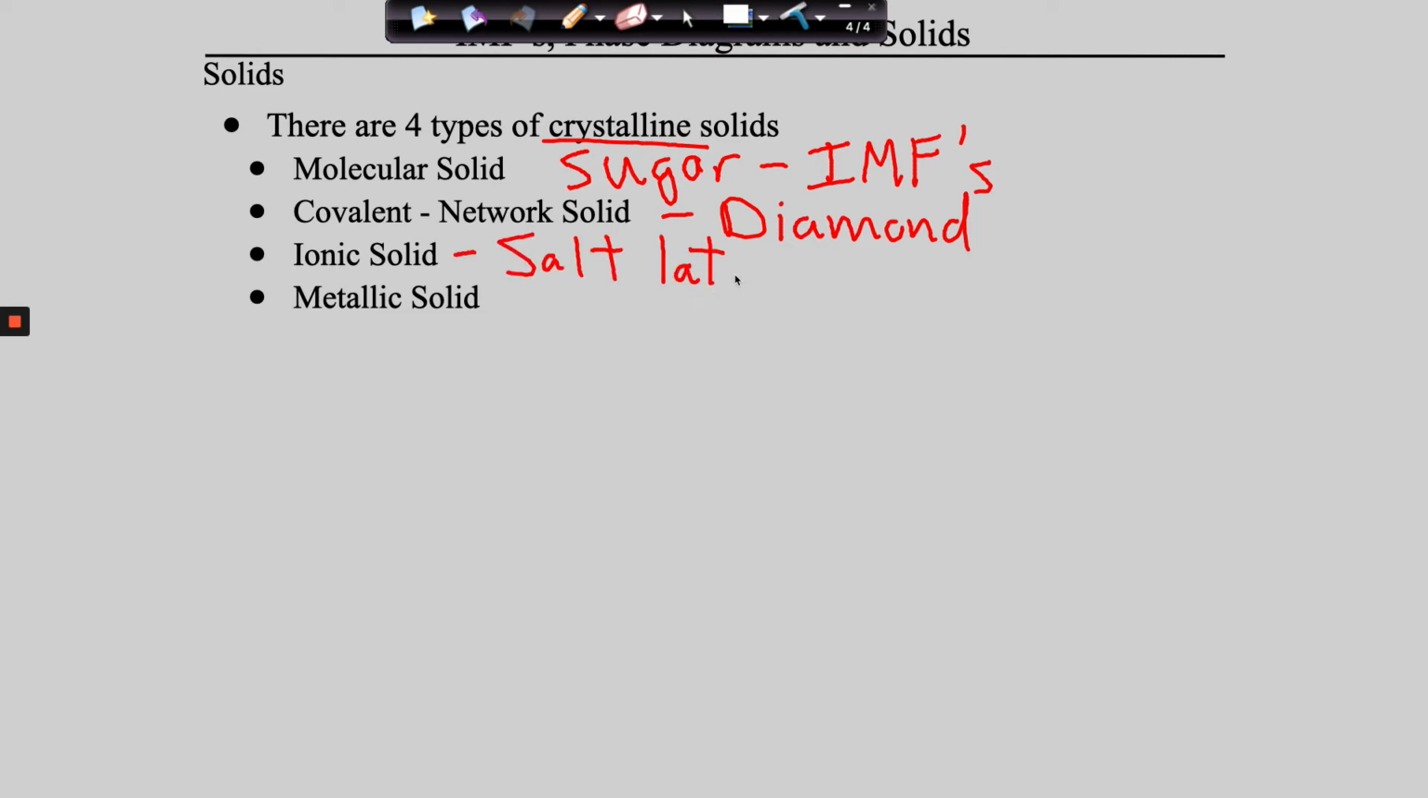Then down here, we've done this to death. This is ionic bonds and salt lattices. And then guys, finally, metallic solids. You learned about this last year. Think sea of electrons.